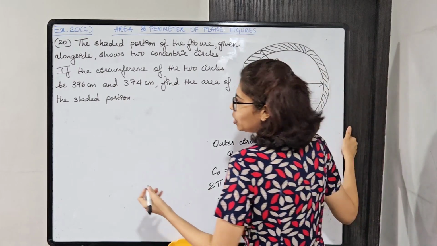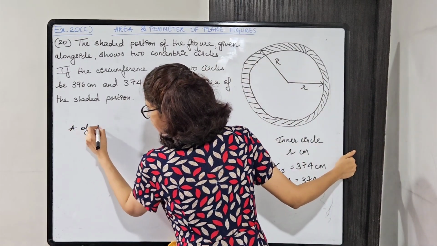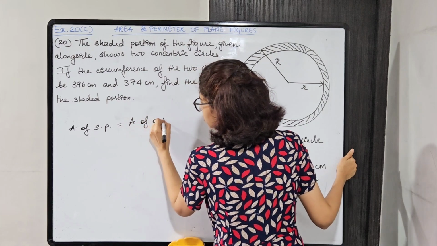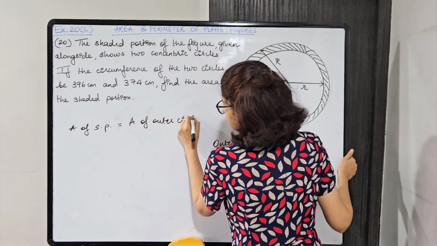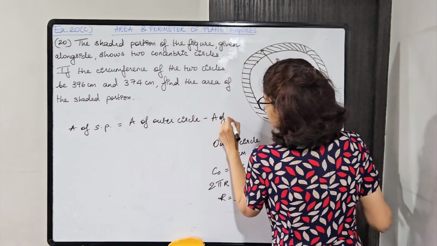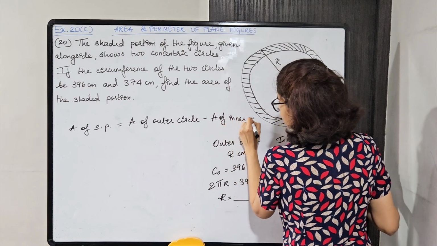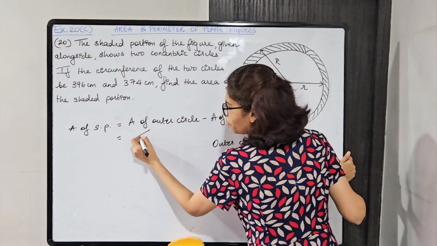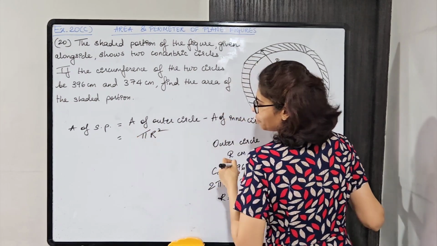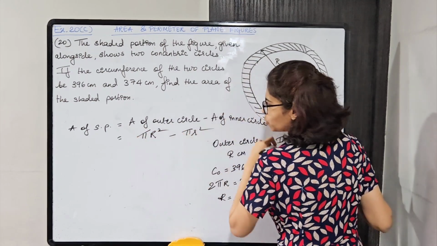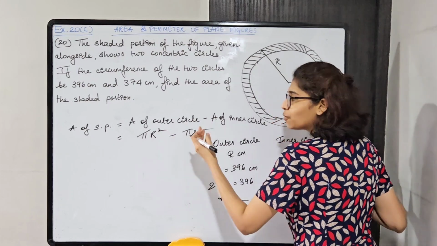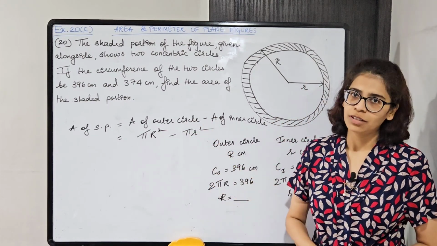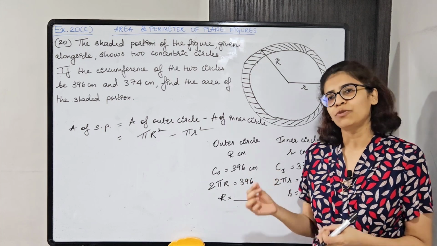So area of shaded portion is nothing but area of outer circle minus area of inner circle. What is the formula of area of circle? Pi r square. यहाँ पे pi small r square. Putting the values of capital R and small r, I'll get the area of the shaded portion. Okay, so let us solve now with proper steps.